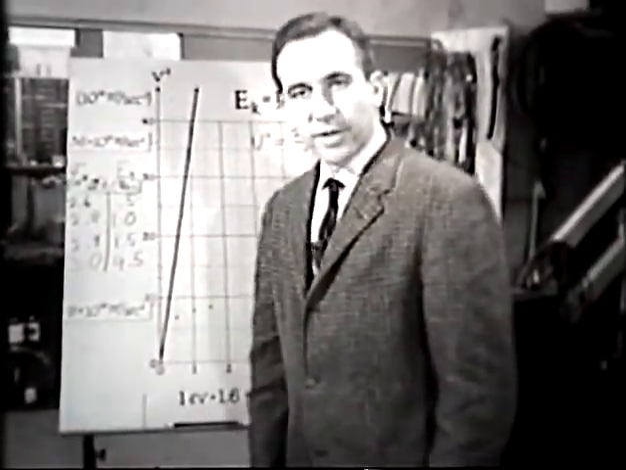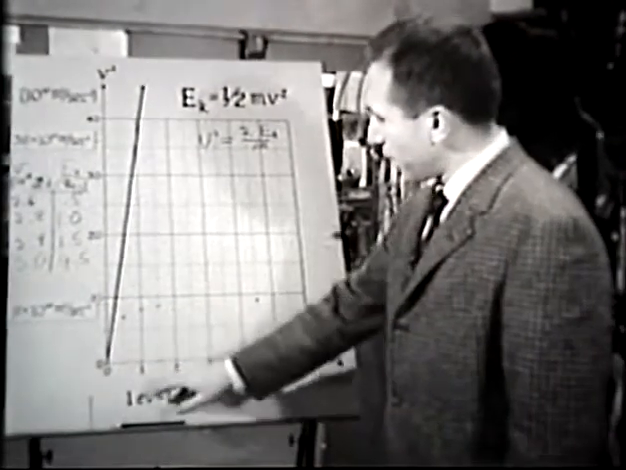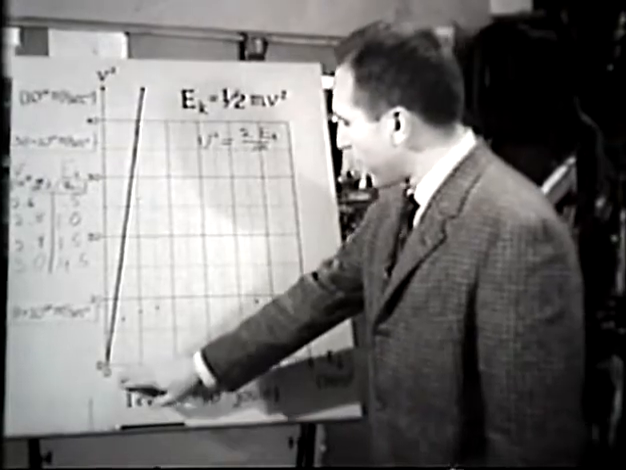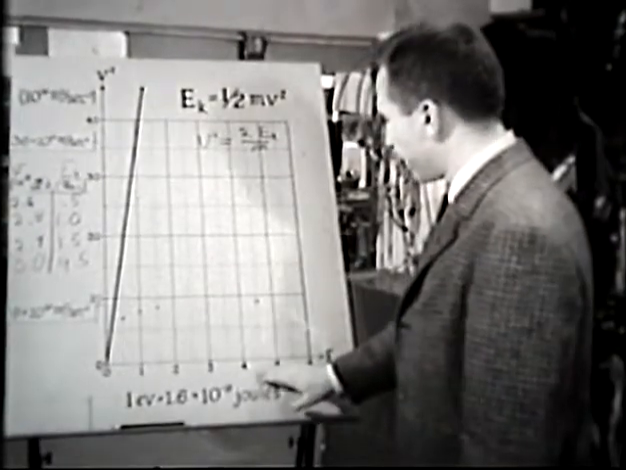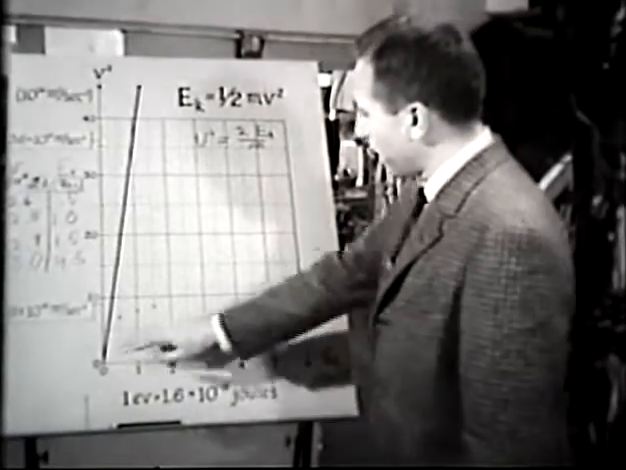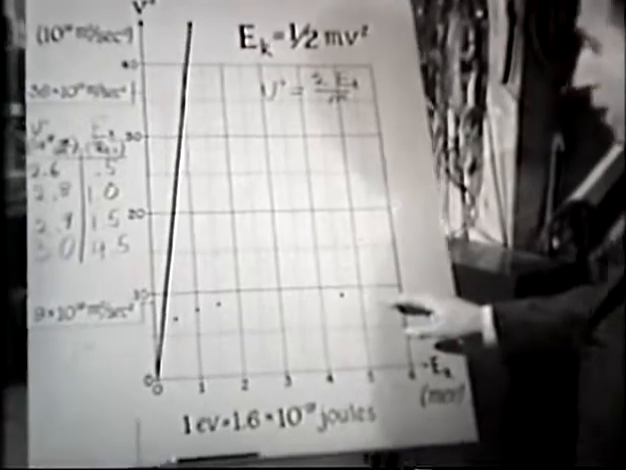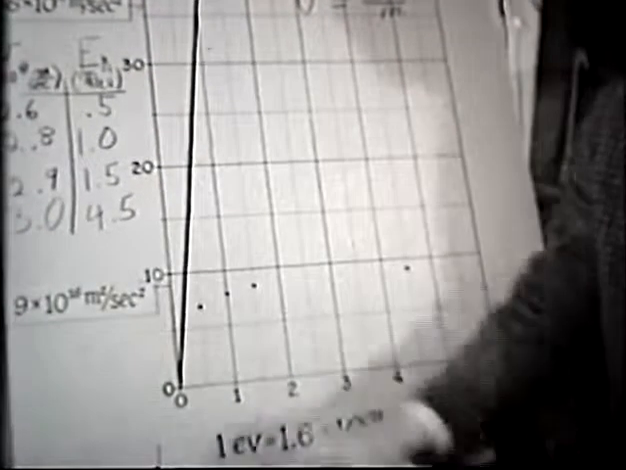We've obtained by experiment, then, this result. As we increase the kinetic energy of the electrons from 0.5 MeV to 4.5 MeV, and we've measured this energy, the speed of the electrons appears to approach a limiting value. And as closely as we can measure, this limiting speed is the speed of light in vacuum, 3 times 10 to the 8th meters per second.